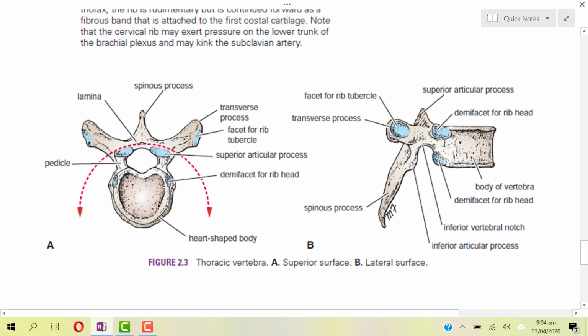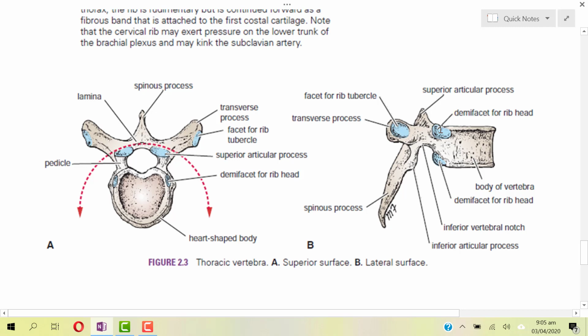This is the distinguishing feature of the typical thoracic vertebra, that it has two demi facets on the body of the vertebra for the rib heads, and it also has a facet on the transverse process for articulation with the rib tubercle. If you remember, the tubercle of the rib articulates with the transverse process of the vertebra. So this is the facet for the tubercle of the rib. Demi is a French word. Demi means half, because they articulate with the half rib.